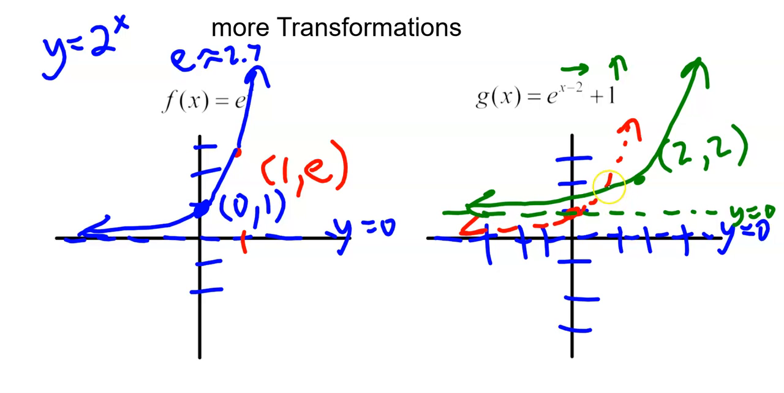If you want to plug in another point, we could try a point right here. So that would be 1 comma, let's see, plug in 1 there. That would be 1 minus 2 is negative 1. So e to the negative 1 plus 1. I would write it this way, 1 over e plus 1.